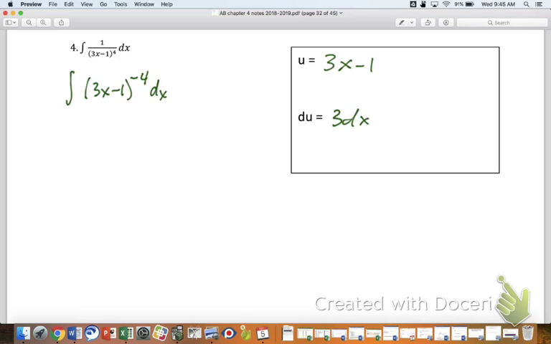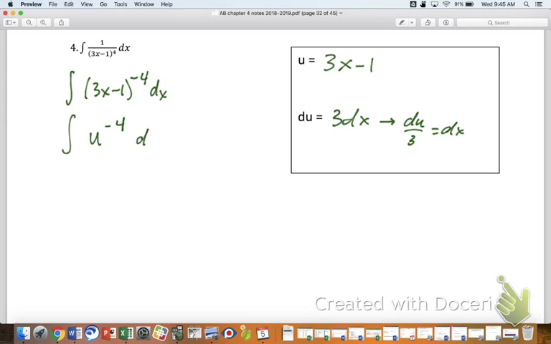Do you guys have any questions about why either of those is what they are? All right. So the u, being 3x minus 1, would replace it. So that would give us u to the -4th. And then any suggestions on what I could replace the dx with? Du over 3, right? We're getting that by dividing both sides by 3. Du over 3 equals dx. That means I can replace the dx with du over 3.